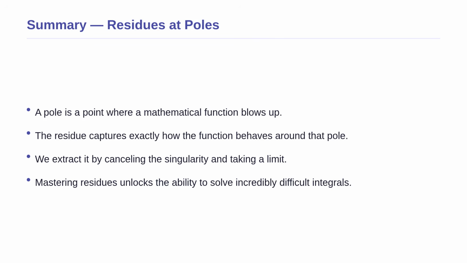Let us wrap up with the key takeaways from today's lecture. First, remember that a pole is a specific point where a mathematical function blows up to infinity, like a deep pit in the complex plane. Second, the residue is a single highly valuable number that captures exactly how the function behaves around that infinite pit. Third, we can easily extract this number by multiplying the function to cancel out the singularity and then taking a limit, using derivatives if the pole is of a higher order.